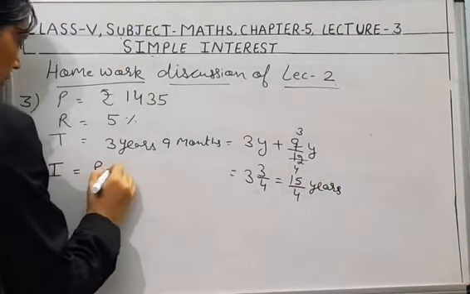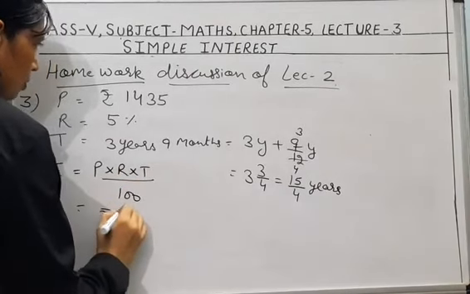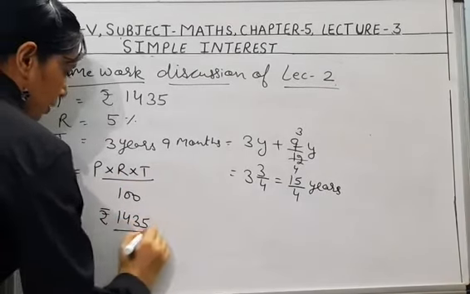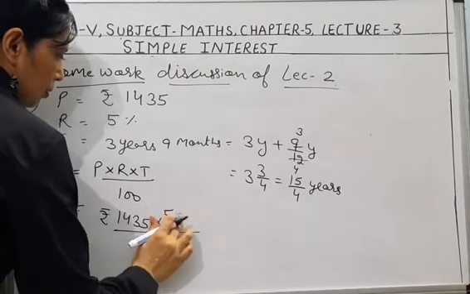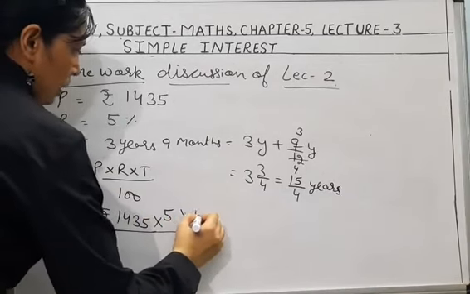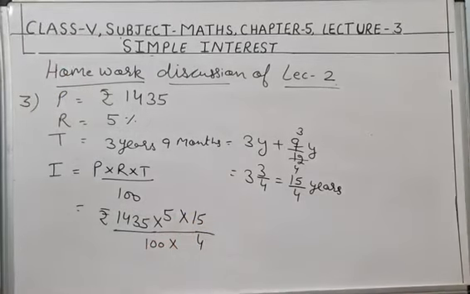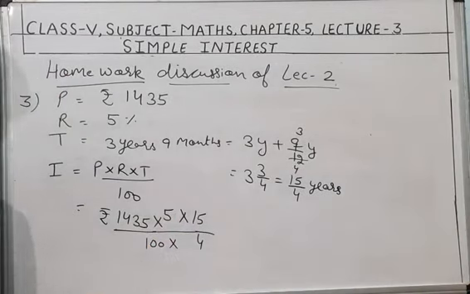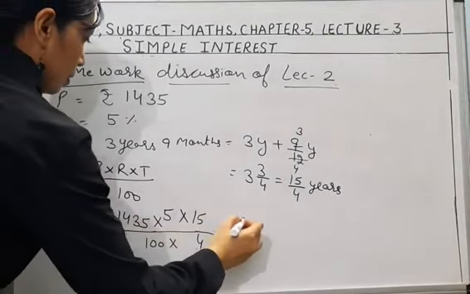Interest is principal into rate into time upon 100. So principal is rupees 1,435 into rate 5% multiply time 15 upon 4, multiply by 100. Right? Now you have to solve this. You all have solved. After cancellation, if you are doing cancellation, it's okay. If no, you will multiply all these 3 terms.